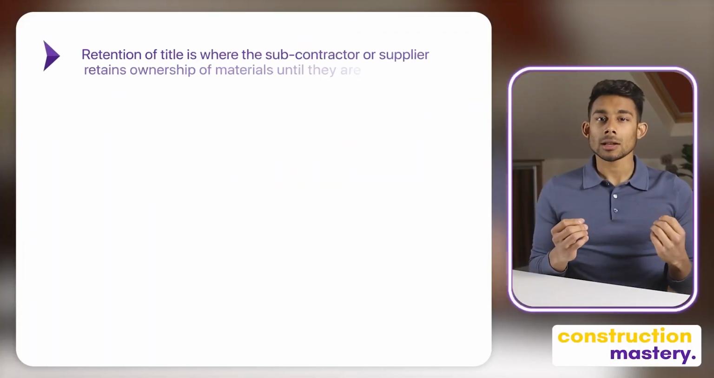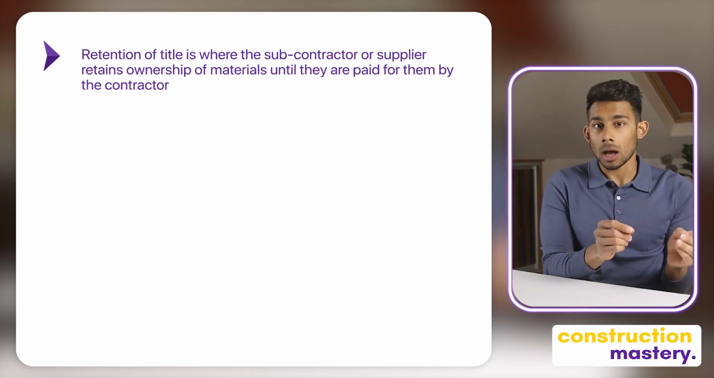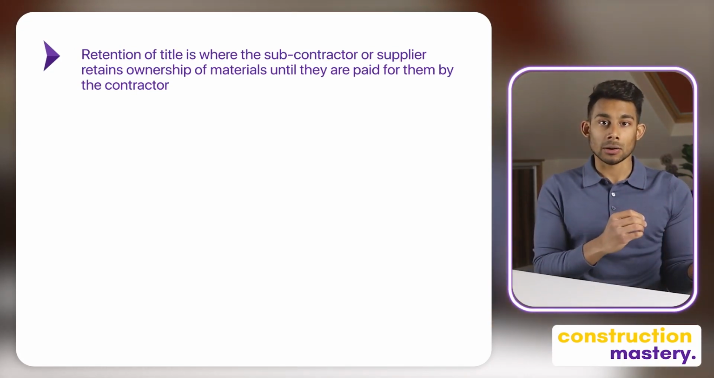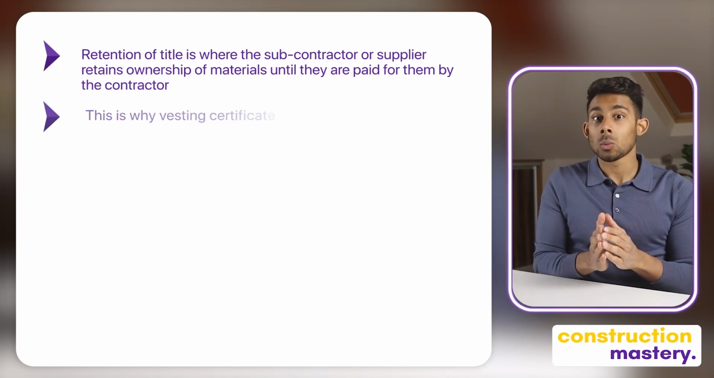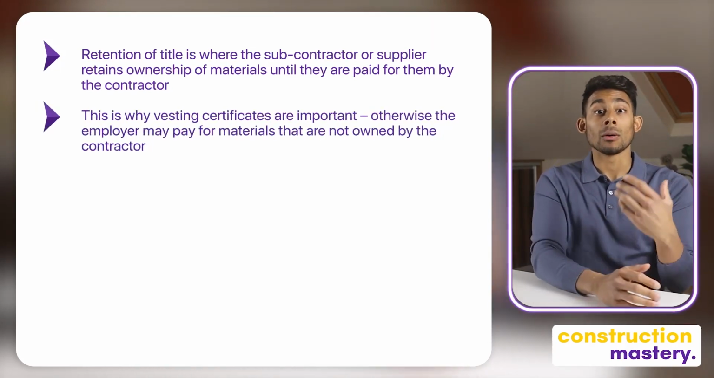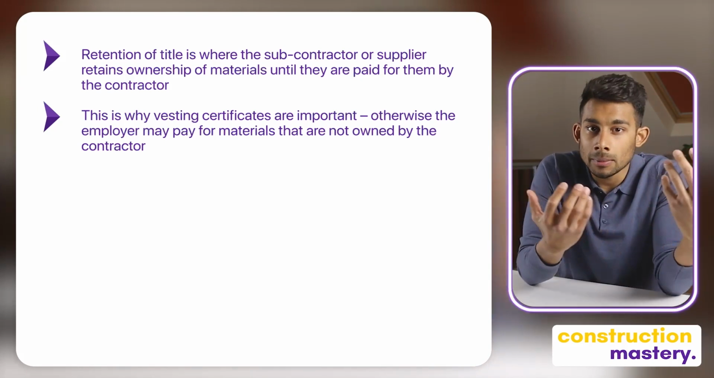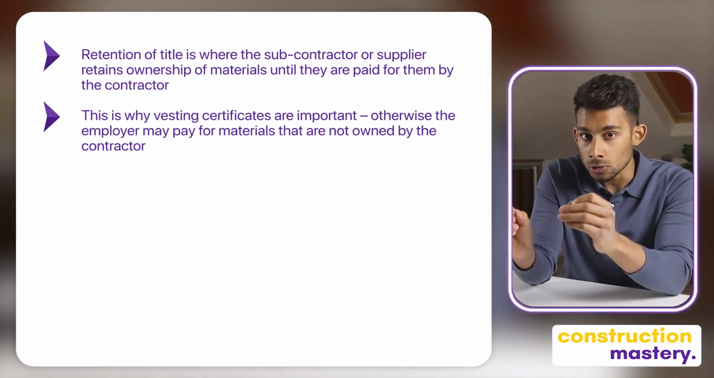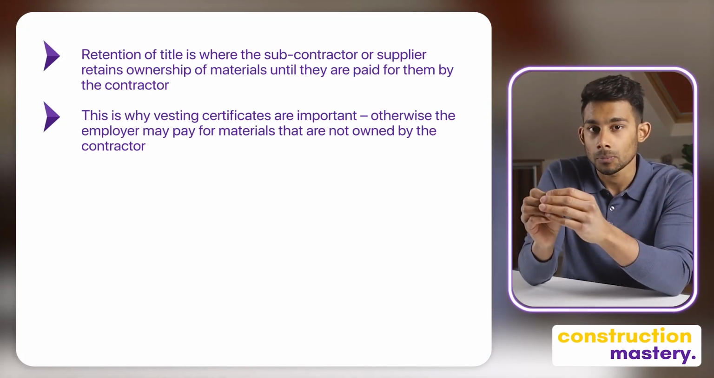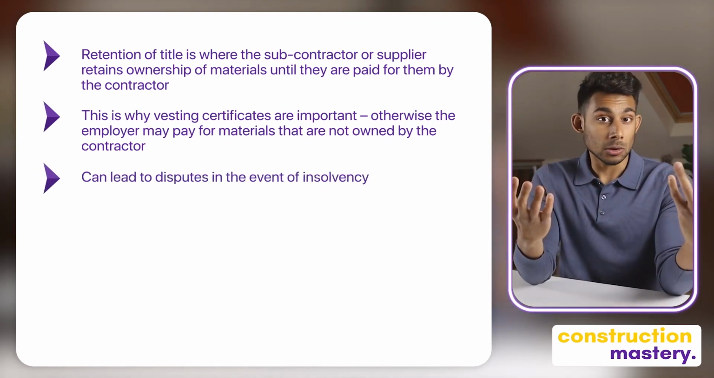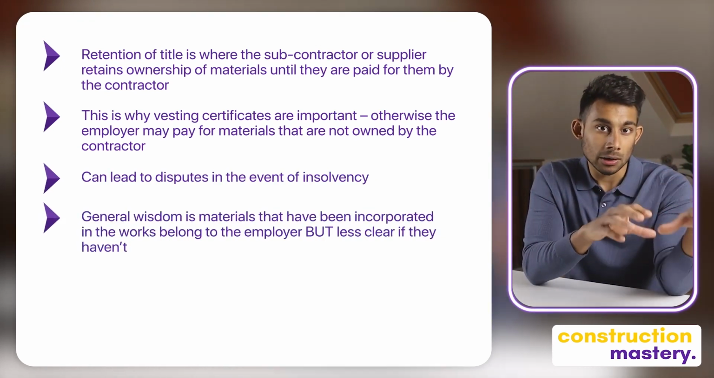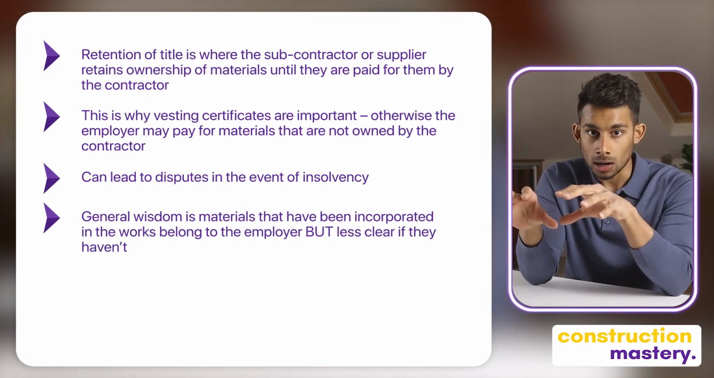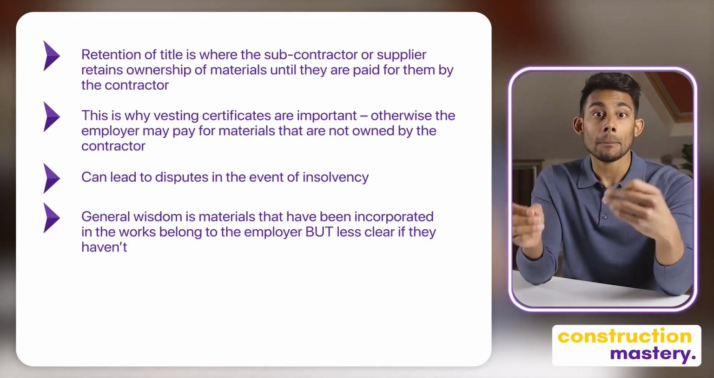So retention of title is where the subcontractor or supplier retains ownership of materials until they are paid for by the contractor. This is why vesting certificates are important. Otherwise, the employer may pay for materials that are not owned by the contractor. It can lead to disputes in the event of insolvency. And the general wisdom is materials that have been incorporated in the works belong to the employer, but less clear if they haven't.